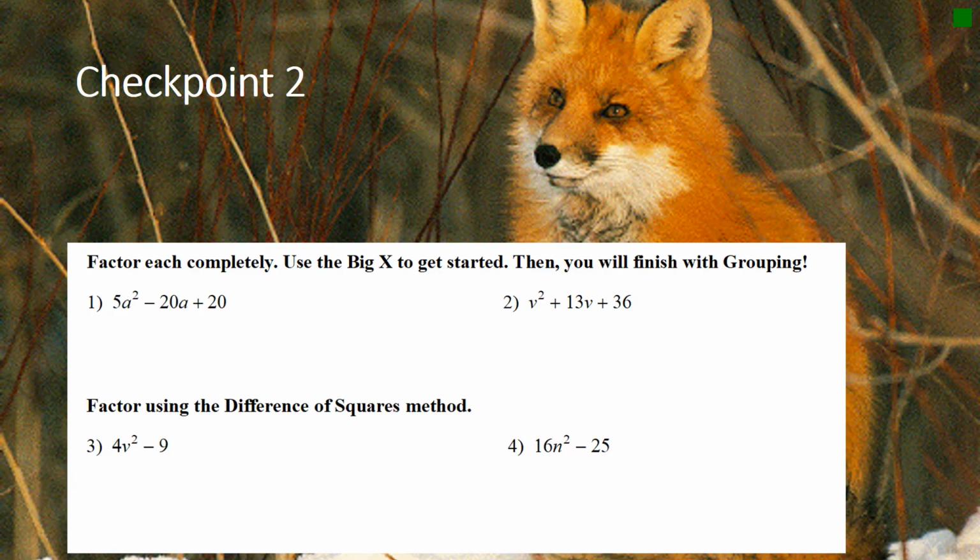All right, and here's checkpoint 2. Do the big X to get started, finish with grouping, and then you're going to use the difference of squares. Oh my gosh, this one wasn't even 10 minutes. You got a lot of sleep during study hall after watching this one.